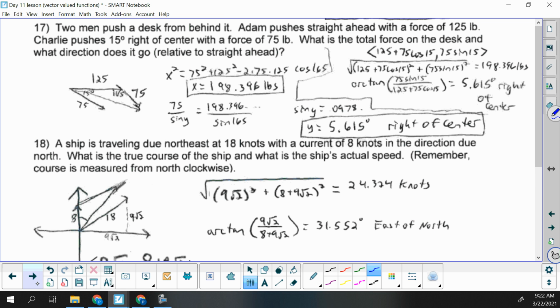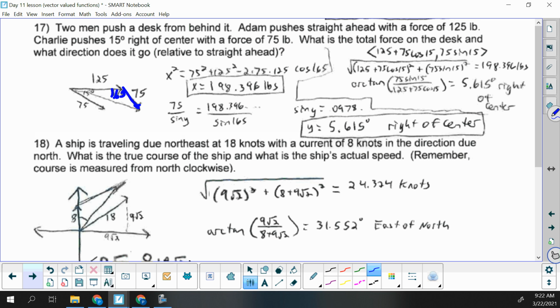So we're going 125 straight ahead, and then 75 pounds right of center. So imagine you are looking to the right, because that's your straight ahead. So right of center would then be down and to the right 15 degrees. Draw in your resultant vector. And then this part would have to be the same as the 75. Because that was 15, we know that this one would have to be 165 because they're supplementary.